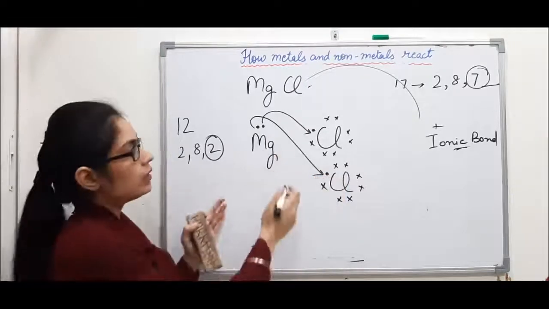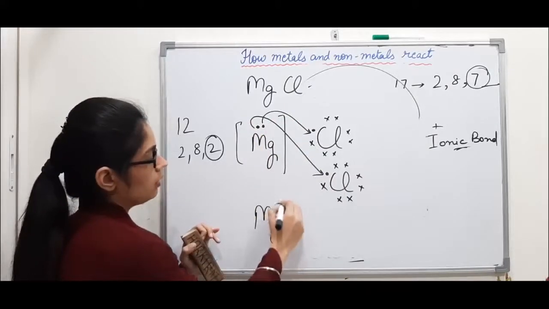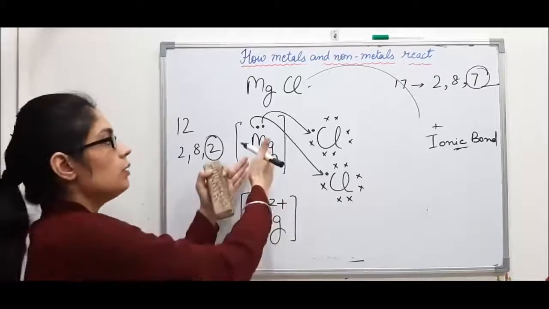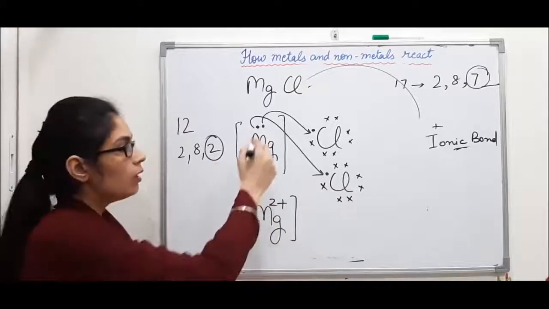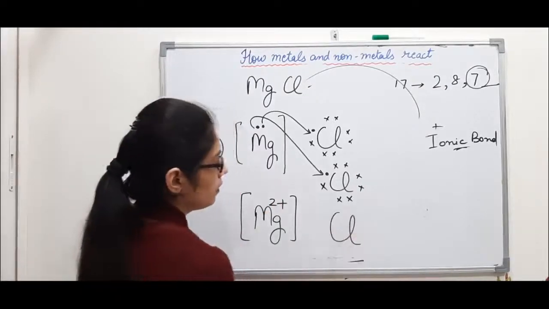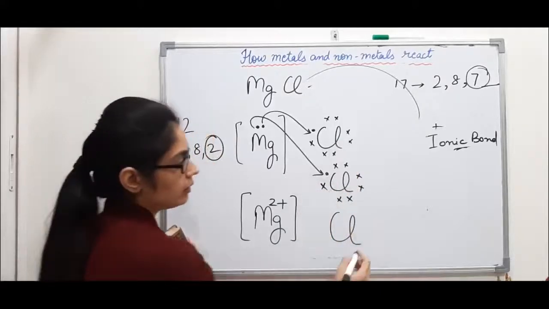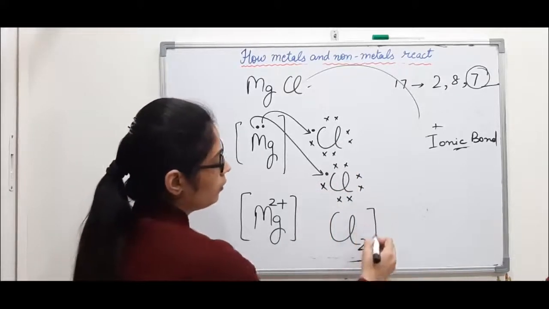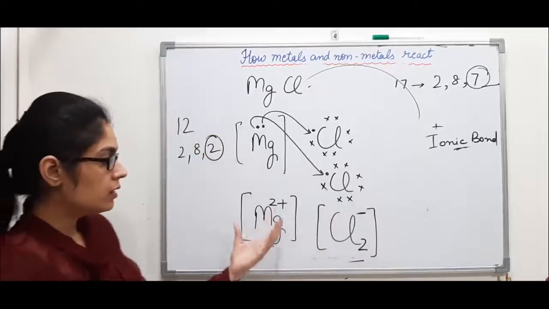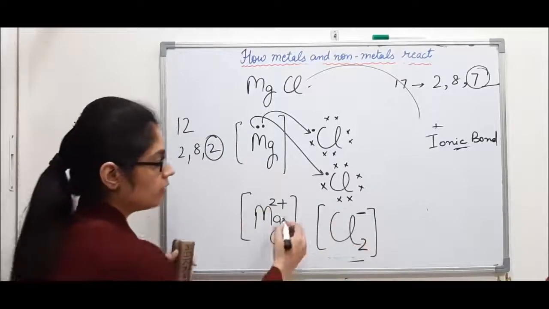So after losing electrons, this magnesium will acquire a 2 positive charge. Why 2 positive charge? Because it has lost 2 electrons. In the case of chlorine, because 2 atoms of chlorine are there, directly here we can write 2, and after gaining electrons it will become negatively charged. Now again, this is a positively charged atom, this is a negatively charged atom.